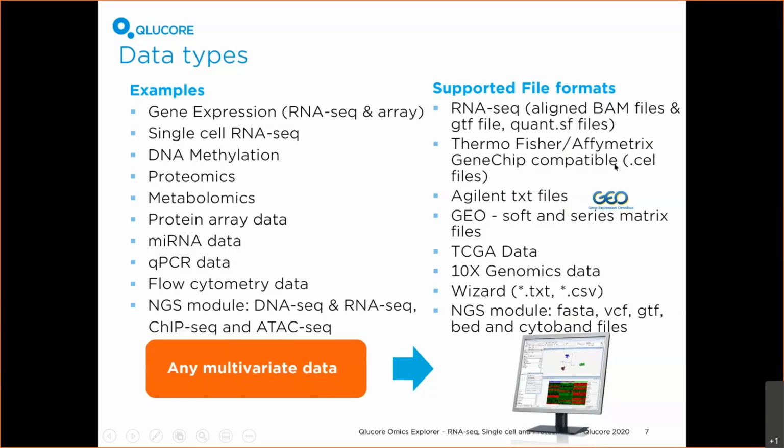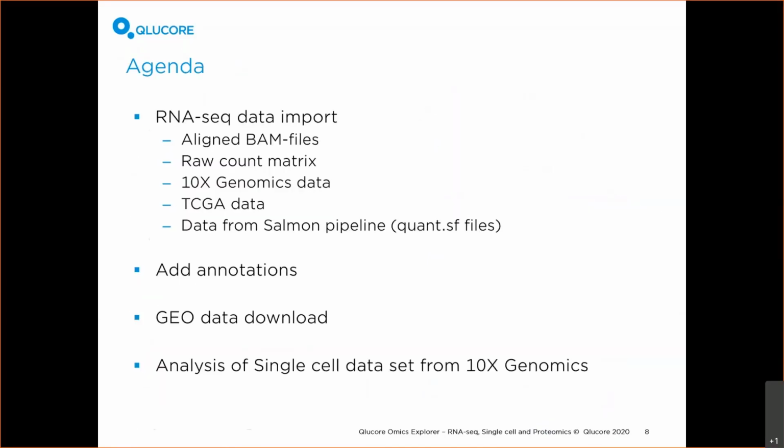We also support CEL files for Affymetrix, Thermo Fisher, and Agilent files. You can download data from GEO, which I will show you today, as well as download TCGA and 10x Genomics data, also included in today's demo. We can load data via the wizard, which I will also show. And here are the file formats supported by the NGS module. So we basically support any multivariate data with this software.